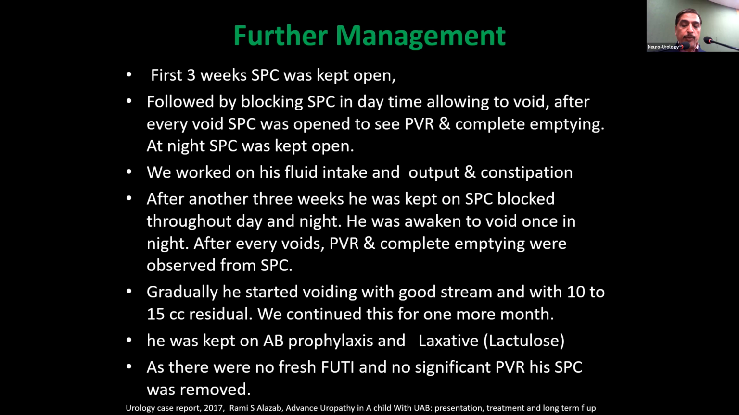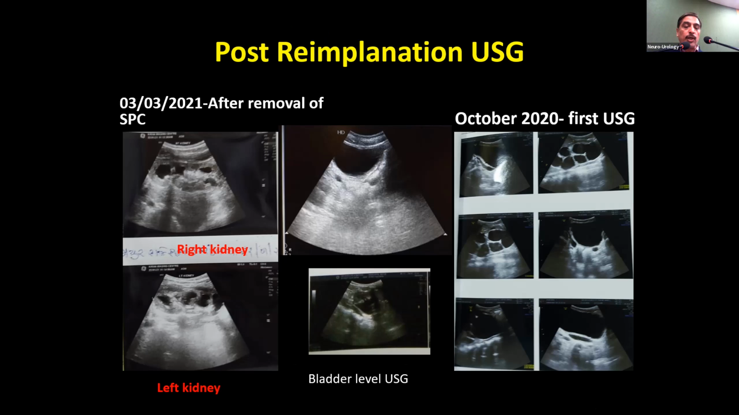There were no febrile episodes. And we kept antibiotic prophylaxis, laxatives, and continued with this. And there you can see the sonography further. This is the post-reimplantation sonography, right? Again, post-void residual is very much less, and the hydroureteronephrosis significantly reduced.